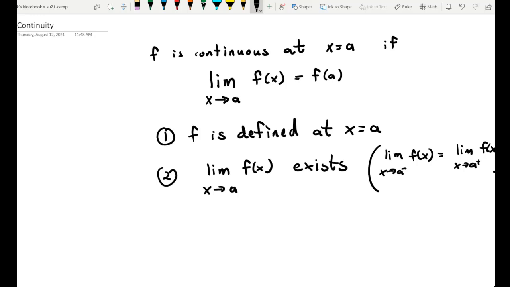And finally, it's this equality part that we have to consider, this equals. Even if the function is defined at a, and the limit of the function as x approaches a exists, they have to agree. We have to have that equality. The limit must agree with what the function does at a.